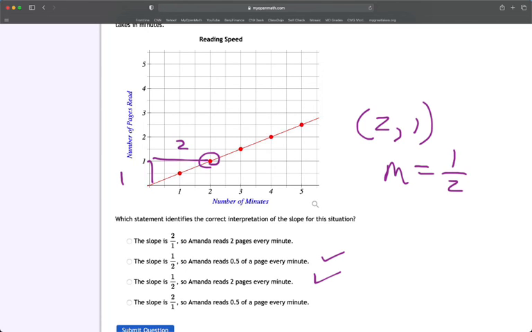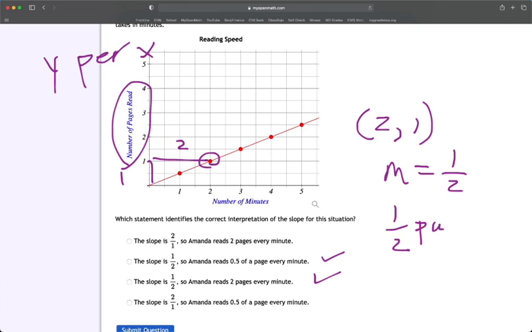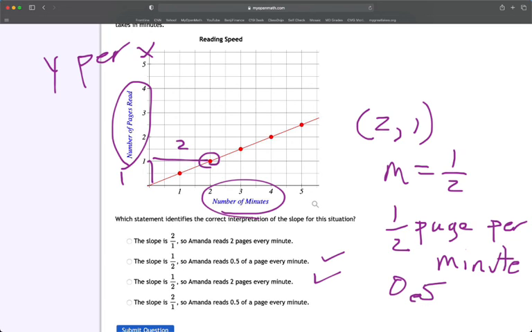Now, 1/2 what? Well, remember, y-axis label per x-axis label. The y-axis label is talking about the number of pages that Amanda read. So 1/2 of a page per whatever the x-axis label is referring to, and that's minute. So 1/2, by the way, is the same value as 0.5, and so this would be the second value.